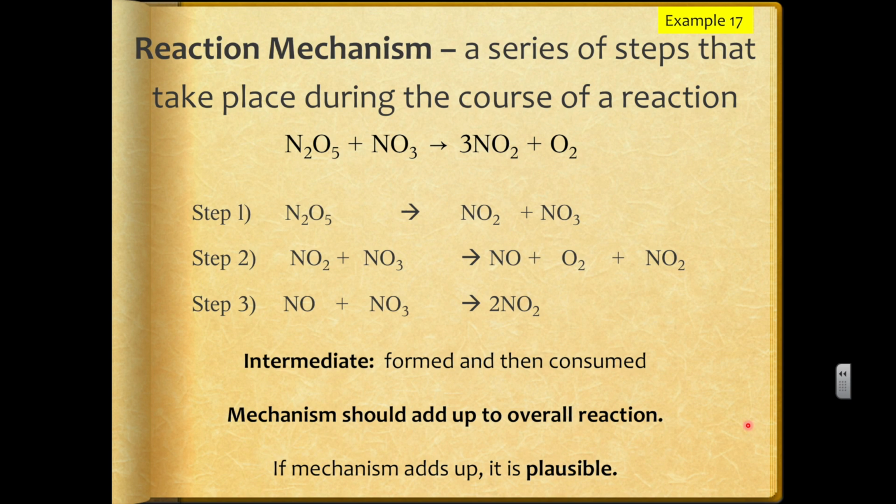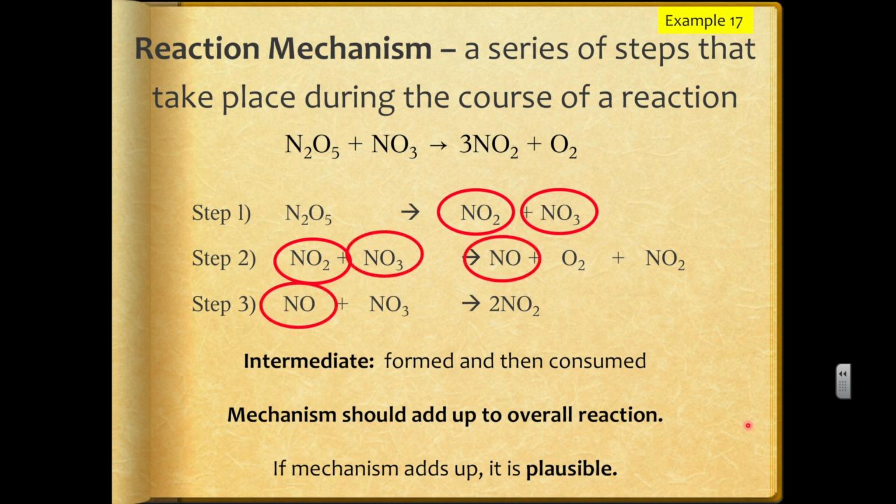So pause the video and see if you can identify the intermediates. Okay, never mind. I know you didn't pause the video. So there's a good intermediate here, and NO2 is produced, but it is also consumed. NO3 is produced and also consumed. NO is produced and also consumed. And if you see right here, we have N2O5 and NO3 on the left side. See how they add up?